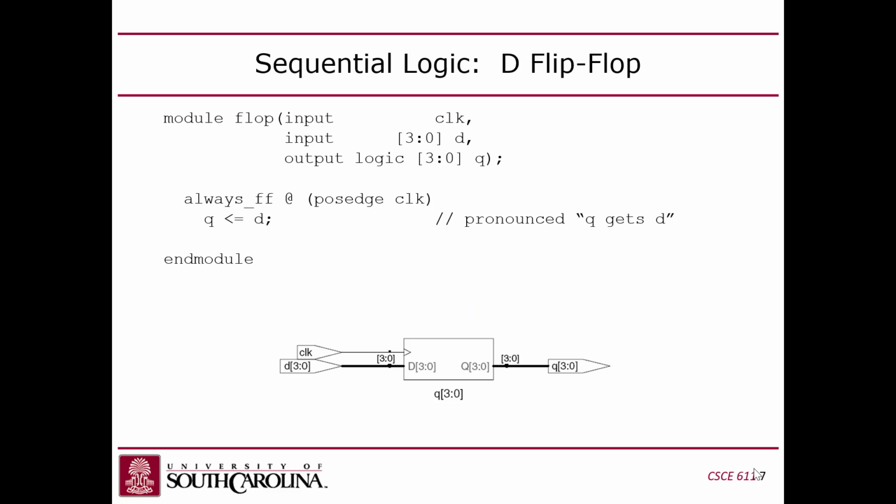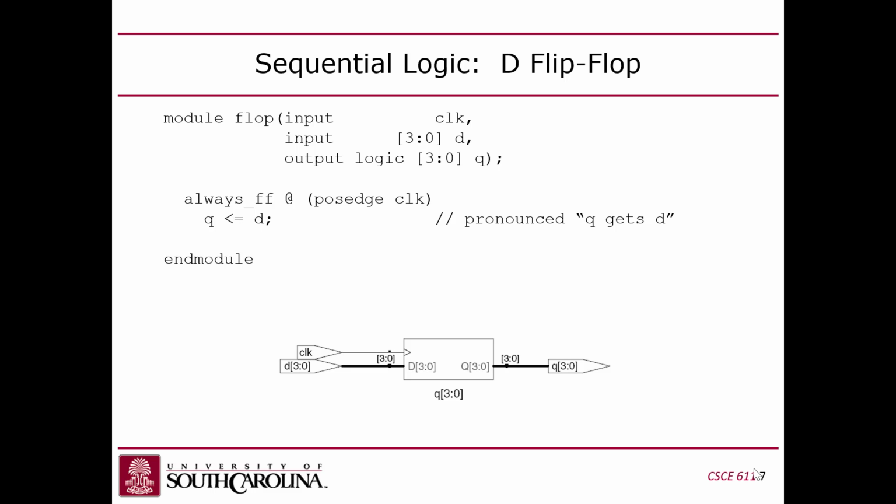Okay, so I covered this before, so I'll go through this quickly. But you can make a flip-flop easily. You just use this always_ff construct in Verilog, and then you have the sensitivity list, which is pos edge clock, or you can say neg edge clock if you want the falling edge. And then inside there, the convention is to use a non-blocking assignment, which is the less than equal sign, and then you can make assignments in there.